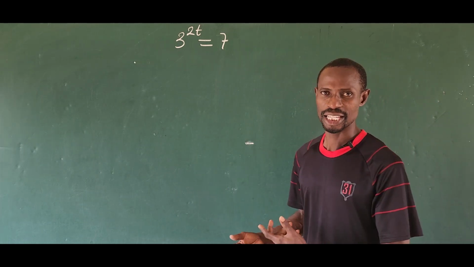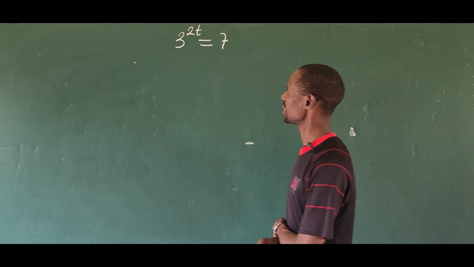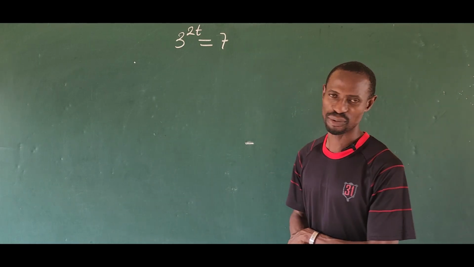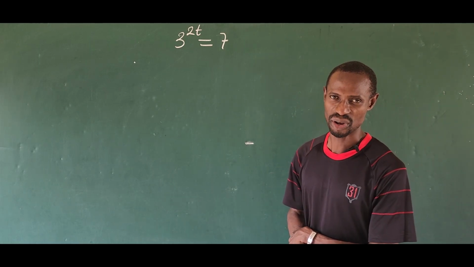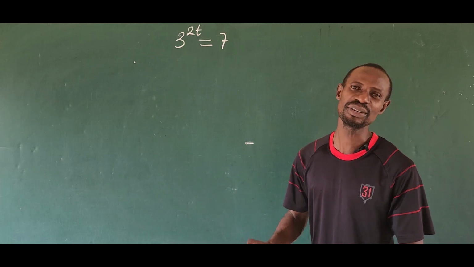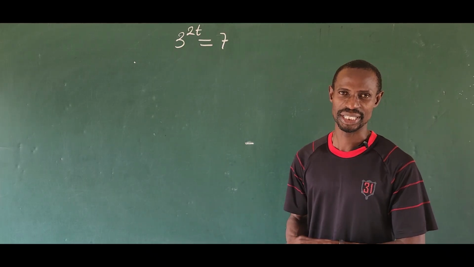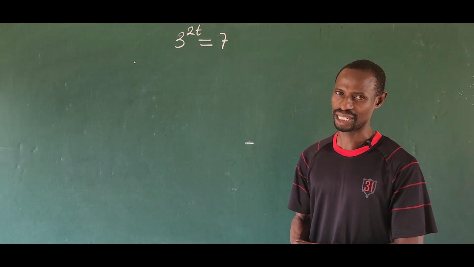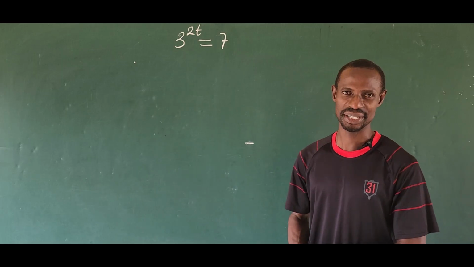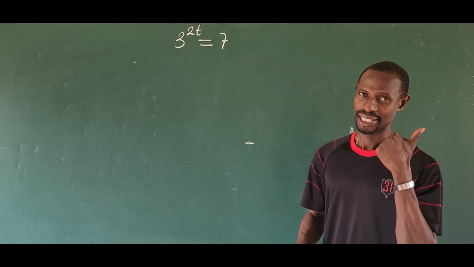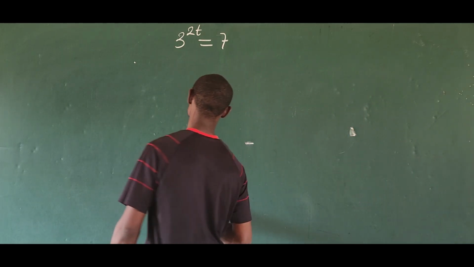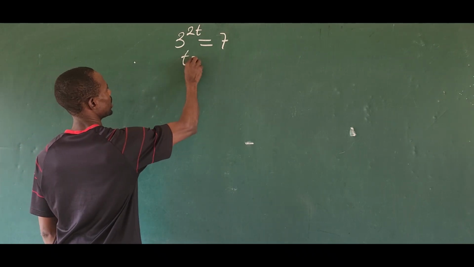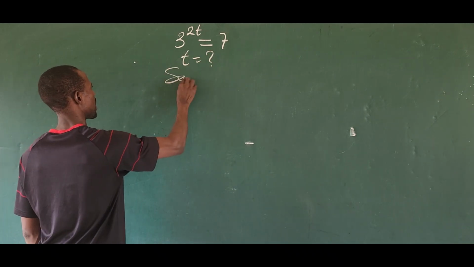We have another exponential challenge here. The question is 3 to the power of 2t equals 7. Let's see how we solve and verify this. At the end, we're going to verify the answer we got to see if it actually satisfies the original equation. So stay till the end and see how this can be verified. So we're looking for t equal to what? So we're taking our solution.